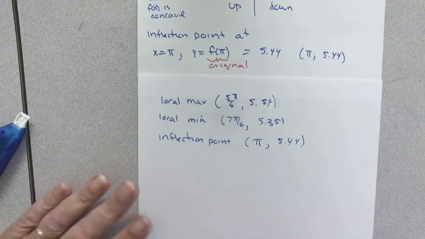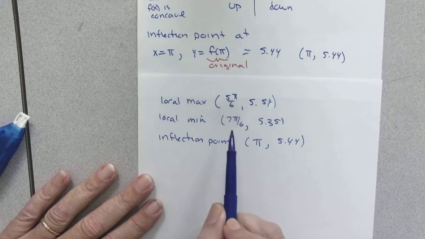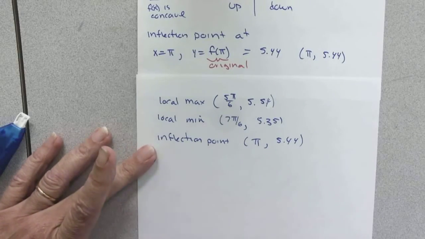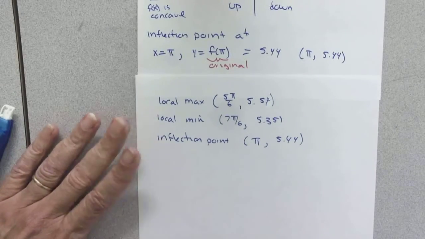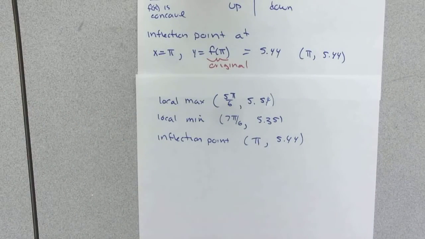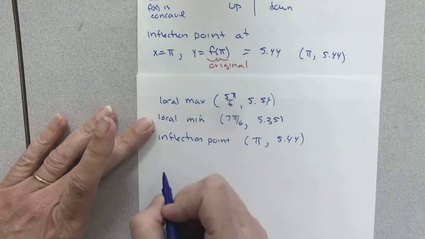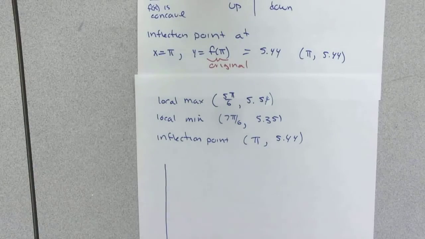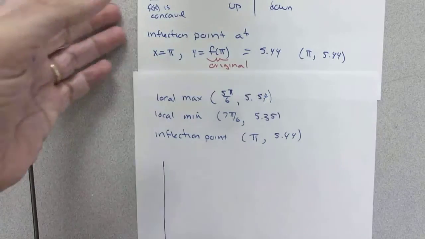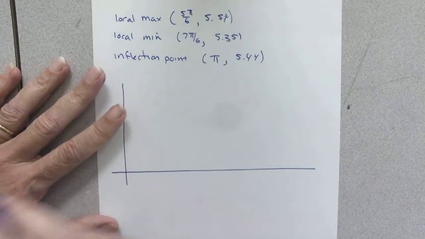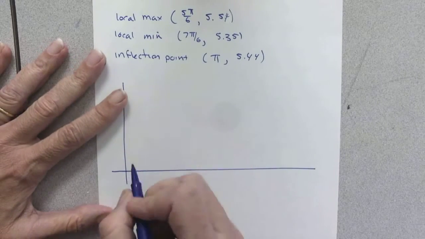Okay, so my important x numbers, 5 pi over 6, 7 pi over 6, pi. And remember, we are only going from 0 to 2 pi. Then all my important y values are close to 5. So you want to give yourself enough room to actually do this well. So here's what I'm going to do. And this is okay as long as you label. Okay, so I'm going to count by pi over 6.